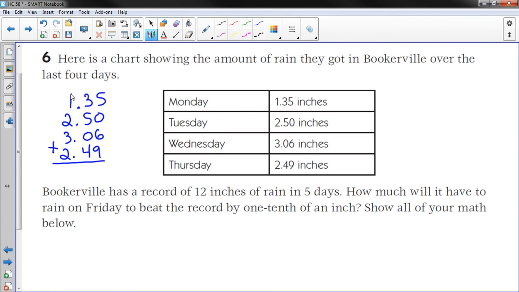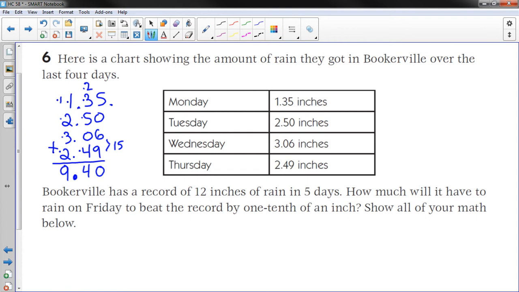9 and 6 are 15, plus the 5 up above, that's 20. Sometimes I look for easier ways to add when I do this. 2 and 3 are 5, and then this 5 makes that 10, and the 4 makes that 14. Don't forget to carry your 1. 1 and 1 is 2, 2 and 2 is 4, and 4 and 3 is 7, plus the 2 is 9, and don't forget the decimal. So 9 and 40 hundredths inches of rain so far.